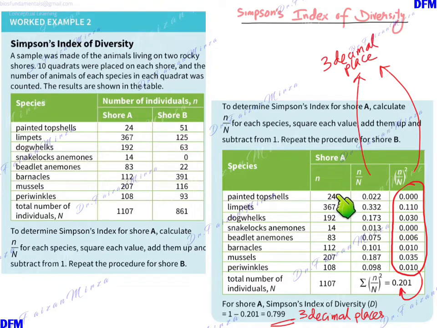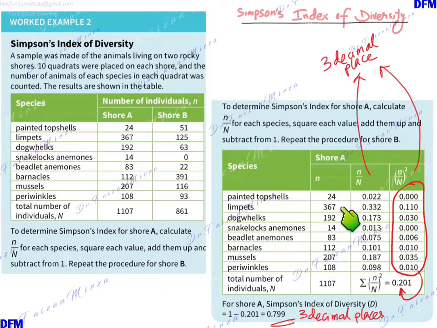How do you do this? You just take 24 and divide it by 1107, because it is small n divided by capital N. Small n is 24, capital N is 1107. The answer is 0.022. You place the answer with 3 decimal places. It means that the last value needs to be rounded off depending on the fourth decimal value. Then you square this, and the square of this value is mentioned in the next column.